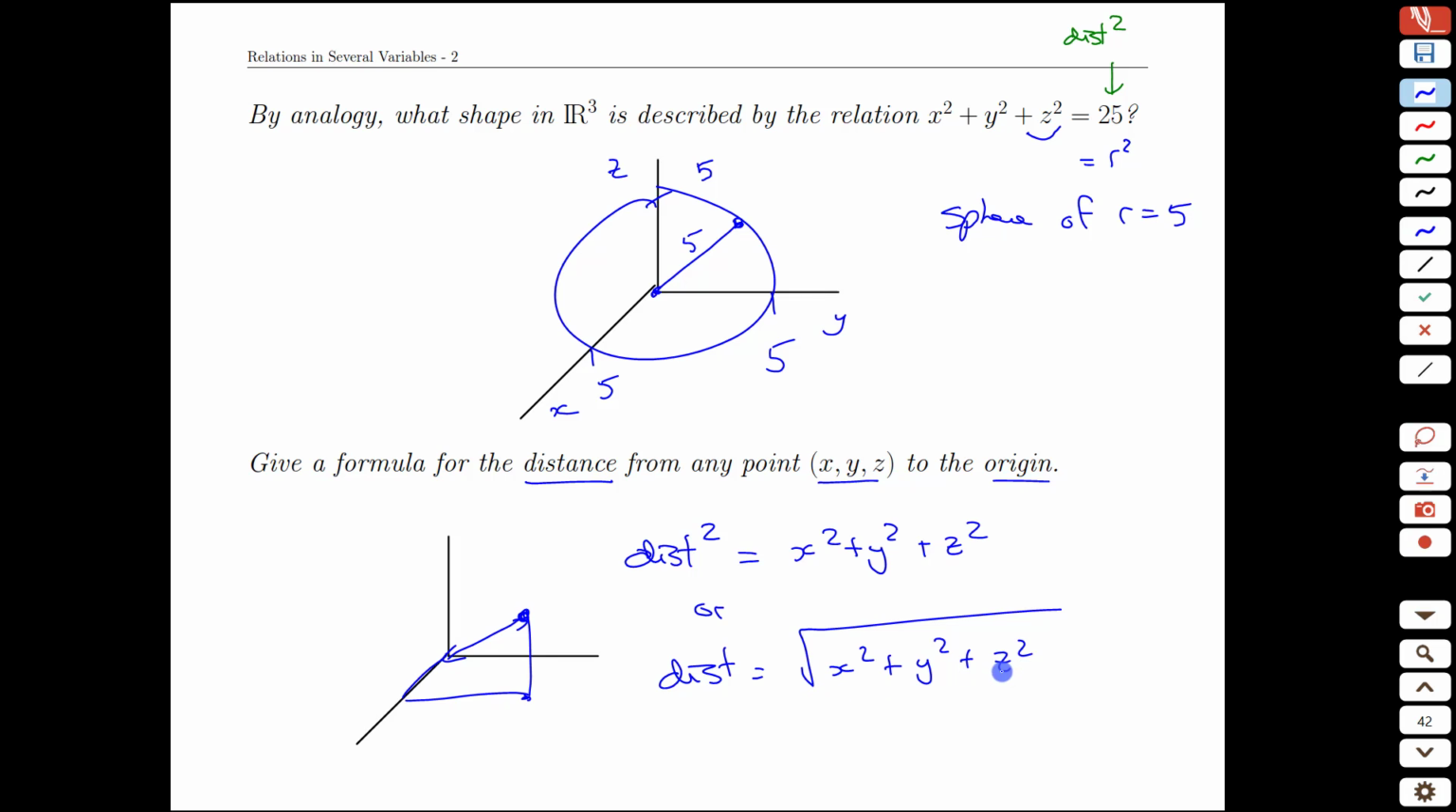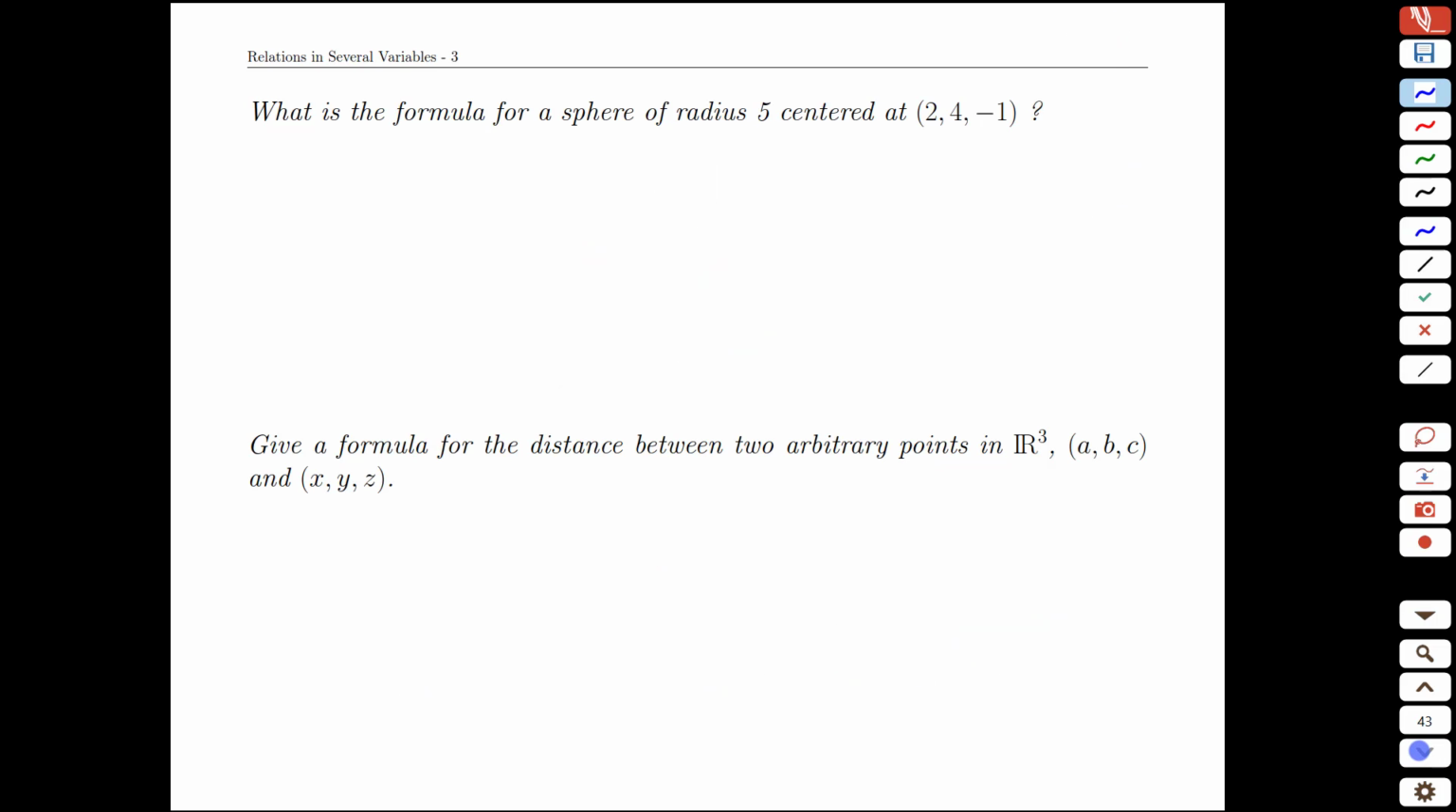And notice this is also the magnitude of a vector. If we had a vector that was going out to this point, we would get its magnitude by adding up the components all each squared and then taking the square root at the end. So there's nice tie-ins to some of the earlier work we've done with three-dimensional points and vectors. We can take this in a couple of other different directions now.